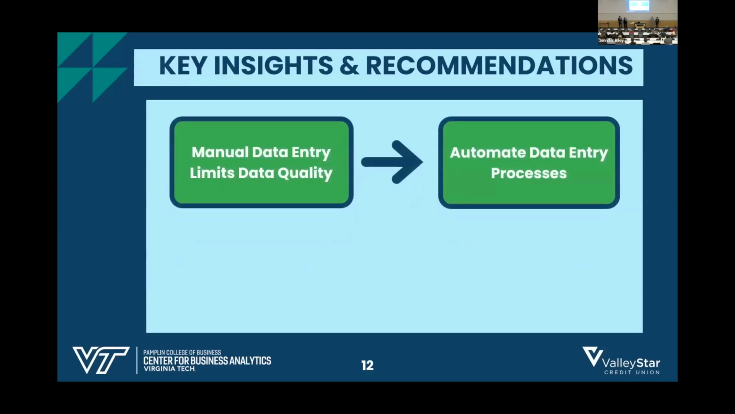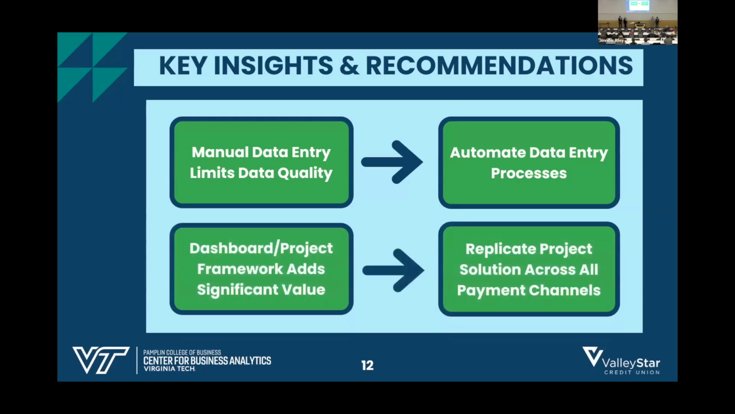Thank you, Ganesh. Based on our findings and analysis, we have 2 key insights along with recommendations for Valley Star moving forward. First, we observed that manual data entry limited the data integrity, leading us to recommend for Valley Star to automate their data entry processes whenever possible, to reduce inconsistencies that come with human error and improve the overall data quality. Second, we observed that interactive dashboards over static reports drive higher tangible business value, leading us to recommend that Valley Star implement the framework of our project solution across all payment channels.